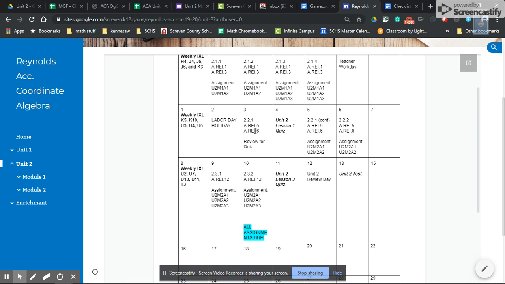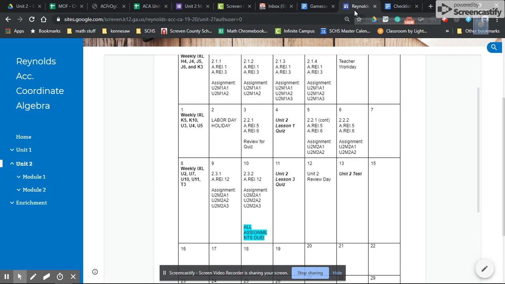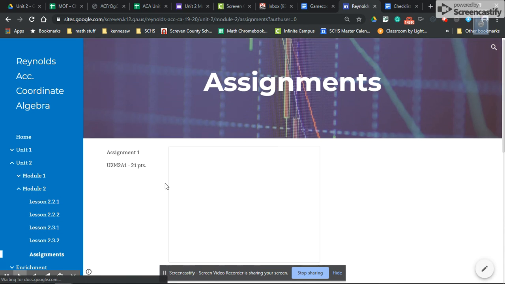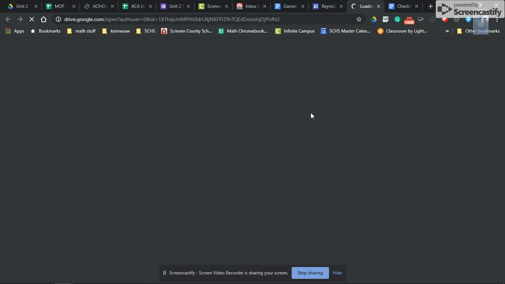So they had 1, 2, 3, 4, 5, 6, 7, 8, 9 days to get done with those 3 assignments. I think a lot of them are putting it off to the last minute here, but the assignments again can be found here. And just to give you an idea, this assignment 1, I'll blow it up. It says 21 points here.